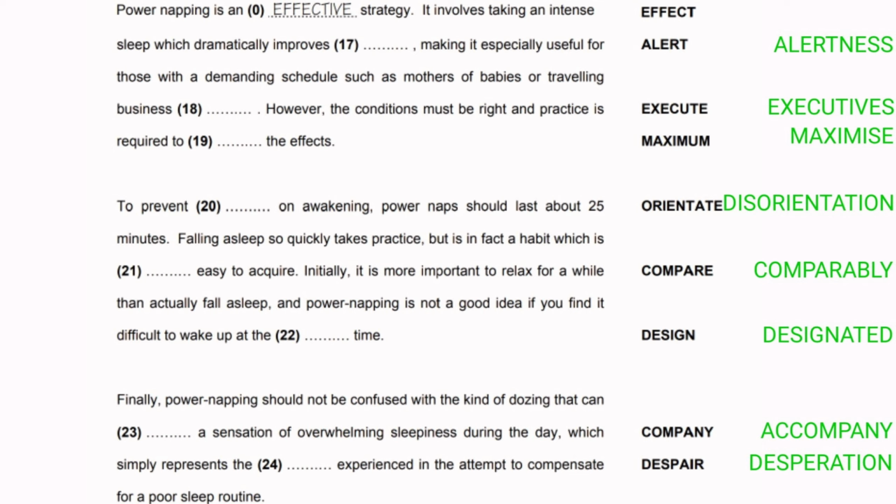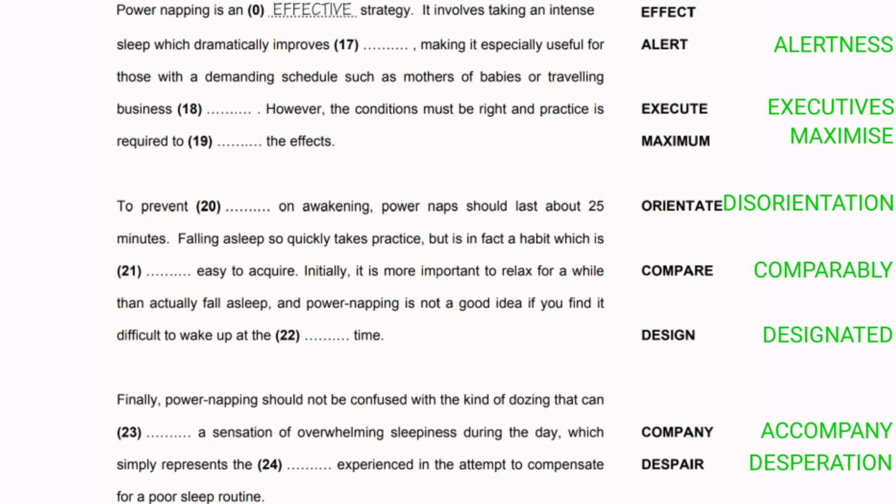Okay, so moving on to 19, and we see that it has to be a verb, I think. So the conditions must be right, and practice is required to... Well, if it's required for a thing, so if it were a noun, it would have to be required for maximum effect, you could say. But required to, it's going to be a verb. And then we have the effects at the end. So we can see that it's a transitive verb that acts upon a direct object there: maximizes the effect, required to maximize the effect.